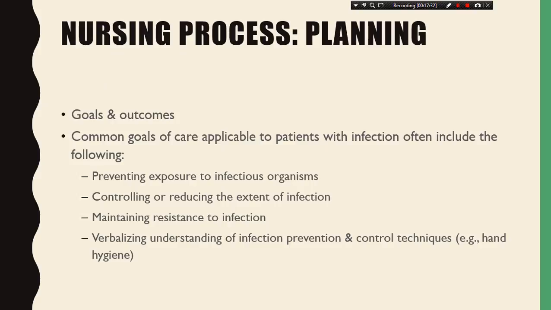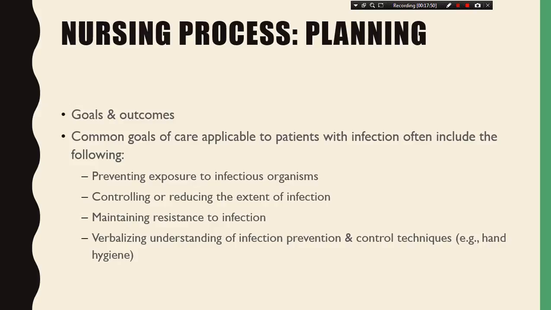So when we're planning, we're going to look at the goals and outcomes. Again, we know the goal is the broad, overarching, and then our outcomes are the smaller short term that are going to get us to the goals. They're going to be what we measure to see if we've achieved that goal.